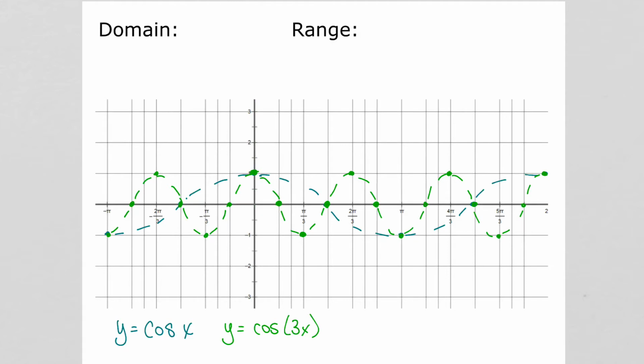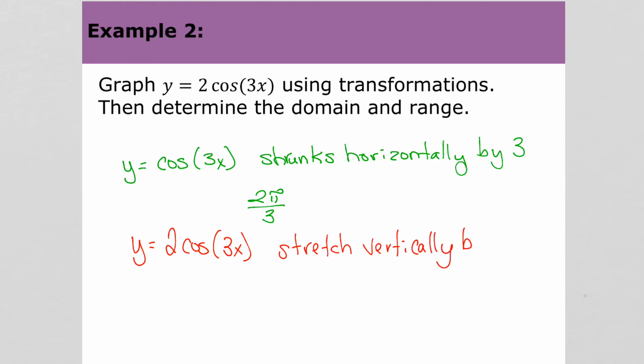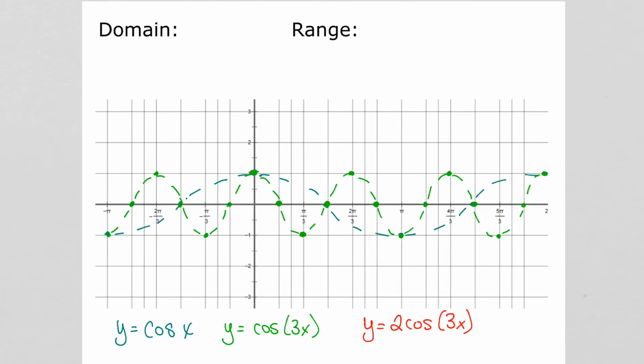And then last, we want to graph y equals 2 cosine of 3x. Now, what does that mean? Same thing it did on the previous example. We're going to stretch vertically by a factor of 2. So all these 1s become 2s, and the negative ones become negative 2s, while our zeros stay the same.